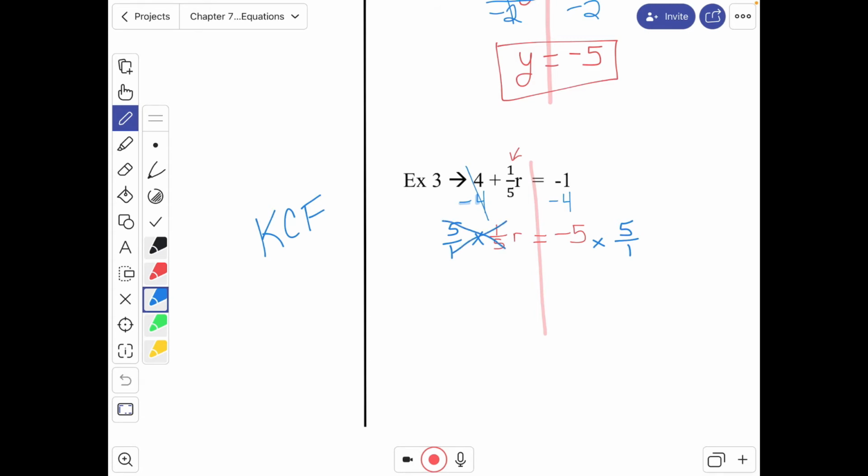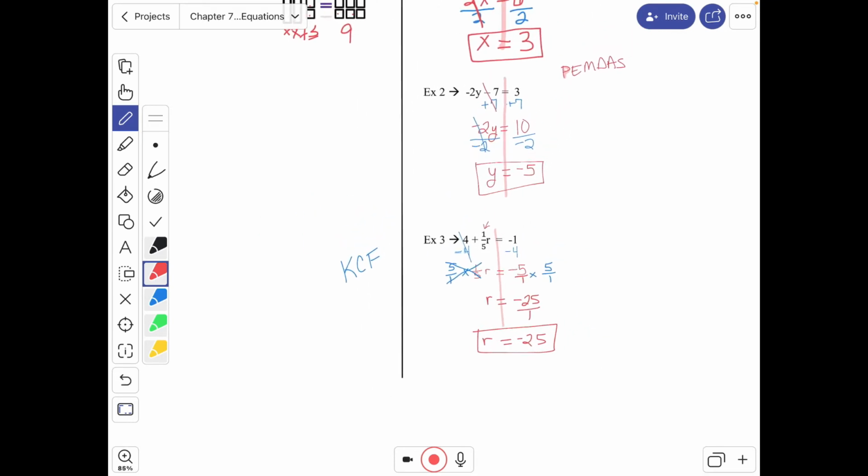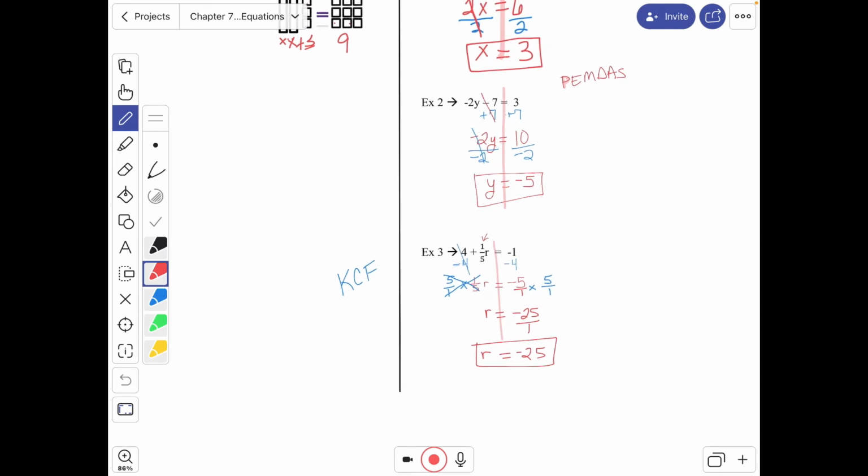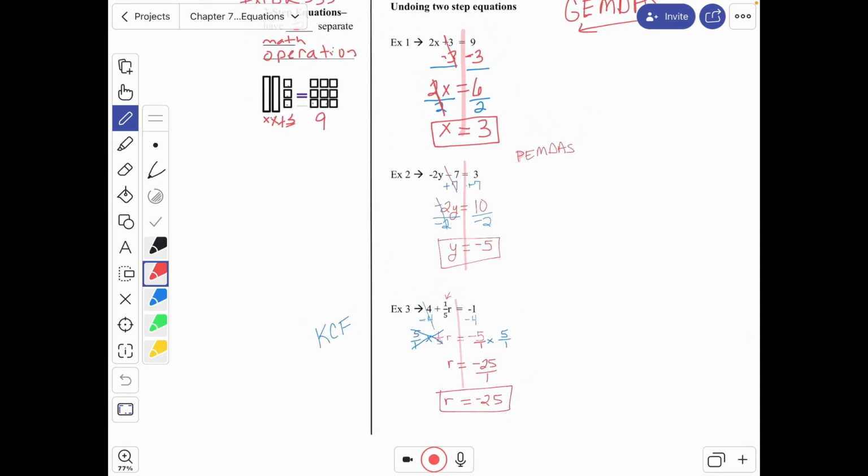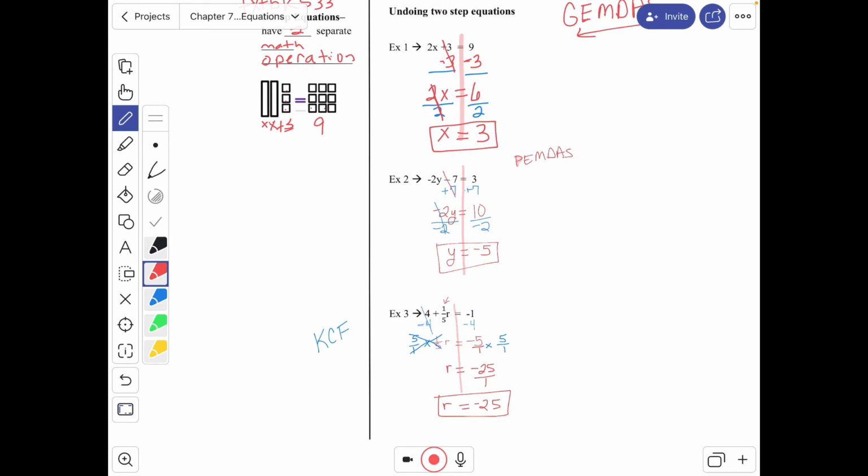The 5's cancel, the 1's cancel. Now r is all by himself. The equal sign comes straight down. And I want to put a 1 under him. So negative 5 times positive 5 makes negative 25/1, which is just negative 25. Please look that all of these I worked straight down. I kept the equal sign straight. Whatever I did on the left side, I did on the right side. Please practice these steps because this is preparing you for algebra.